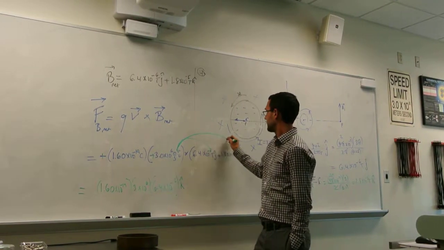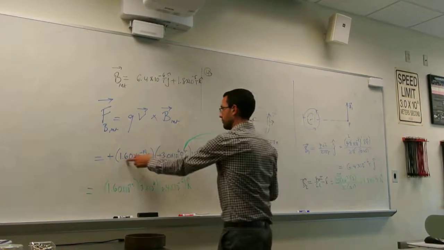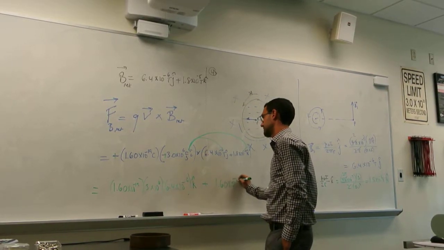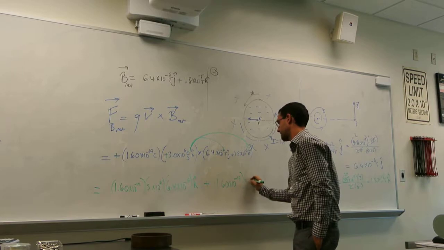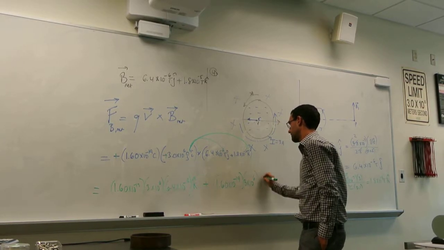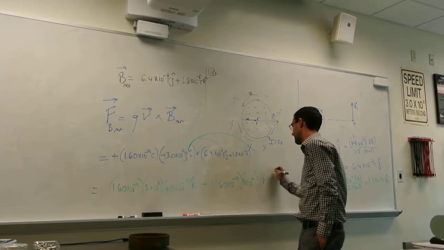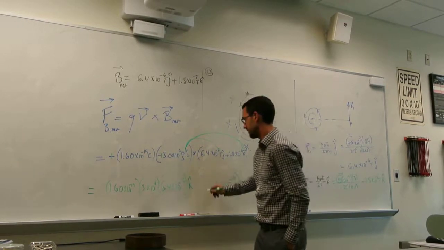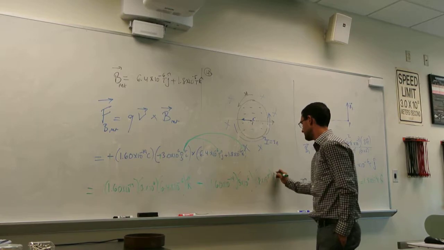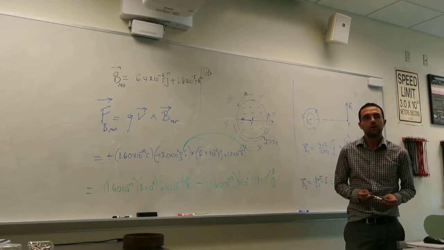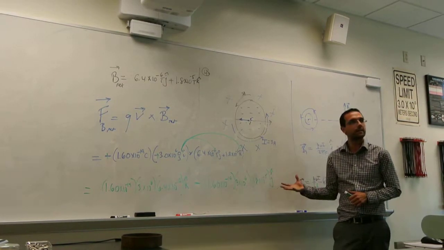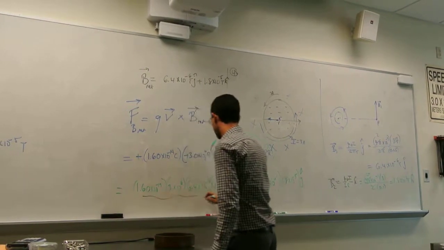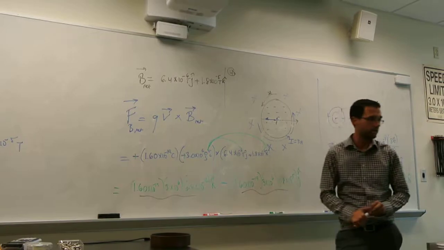Alright, now this guy, multiply the scalars first. So 1.60 times 10 to the minus 19 times 3 times 10 to the 6th times 1.8 times 10 to the minus 5. And now I cross product with K is negative J. So I'm going to put the negative out here, and that's negative J. Okay, so does everybody see how we got this? Now let's plug this guy into the calculator, and this guy into the calculator.